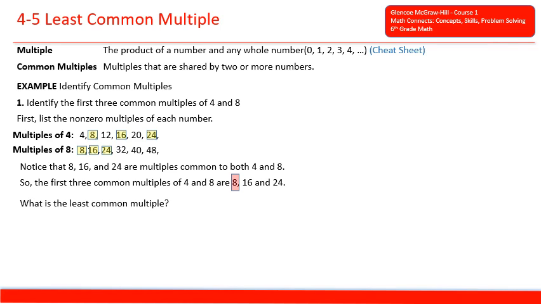What is the least common multiple? 8. It's the lowest number, right, that is a common multiple of both 4 and 8. The lowest number that is a common multiple of 4 and 8 is 8.